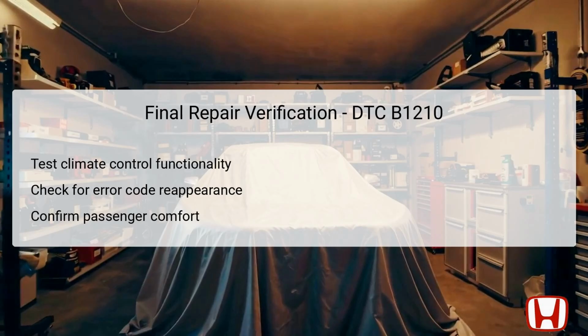functioning correctly without issues. Monitoring passenger comfort during this test is equally important, as user satisfaction is the ultimate goal of the climate control system. Should any errors reoccur, further diagnostics may be required to investigate other potential contributors to the problem. A successful verification indicates that the repair was effective, and the vehicle is now operating at its expected performance level.